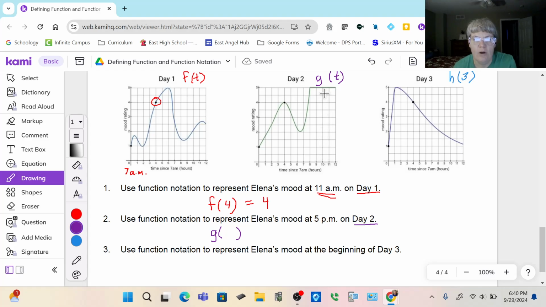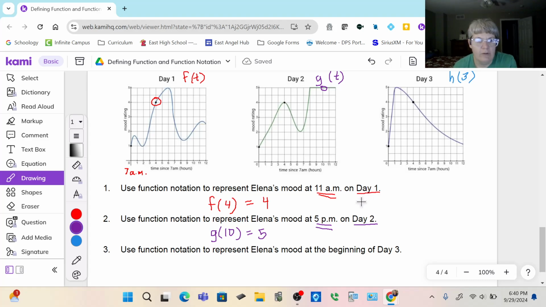And if I go up to the graph, I can even identify how she rated herself at that time. So we've got g of 10, the input is 10, and her rating at that time was a 5. So here the g is representing day 2, 10 is representing the hours since 7 a.m., so 10 hours since 7 a.m. is that 5 p.m., and her mood at that time was a 5. She was feeling awesome.